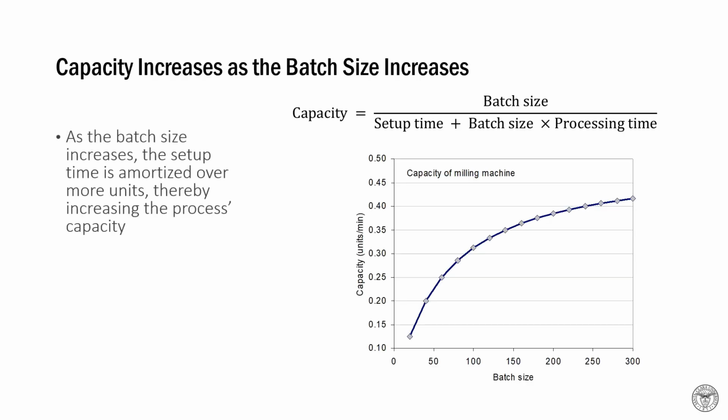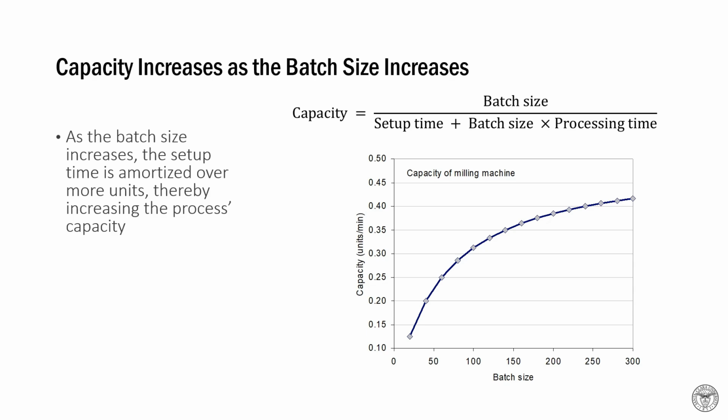Today, we will talk about how choosing the right batch size can make our operations run smoother and more efficiently. We begin with a concept that is fundamental to our operations management: how capacity correlates with batch size.